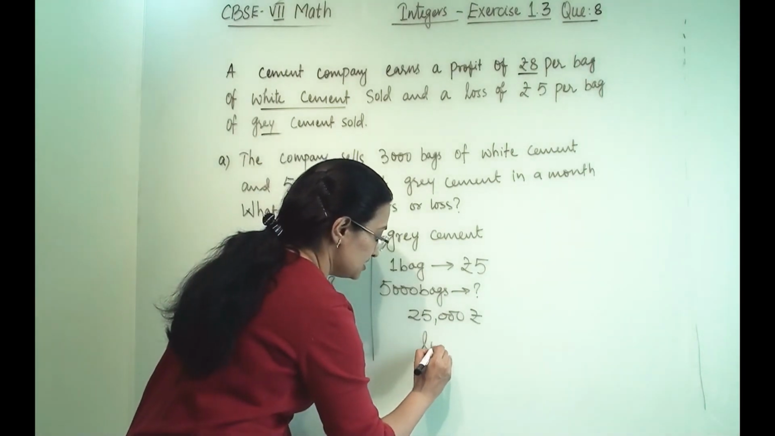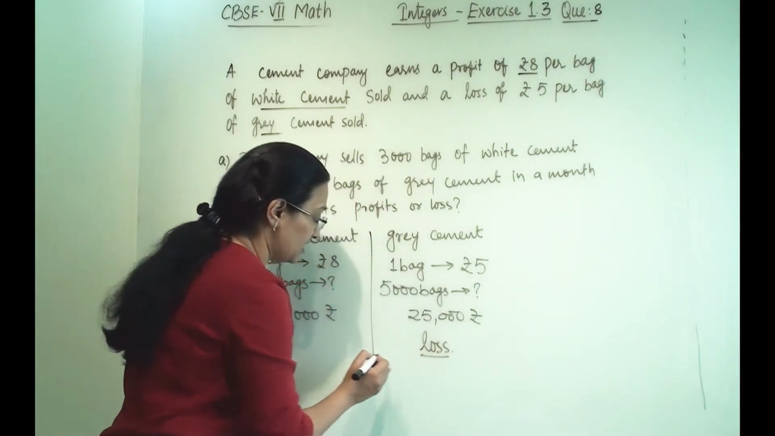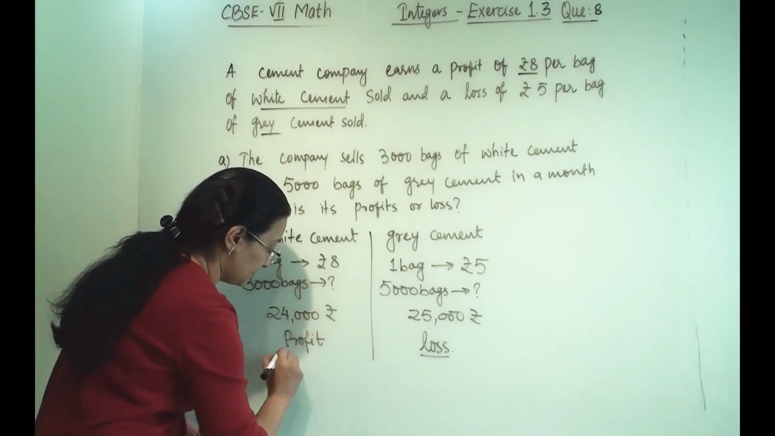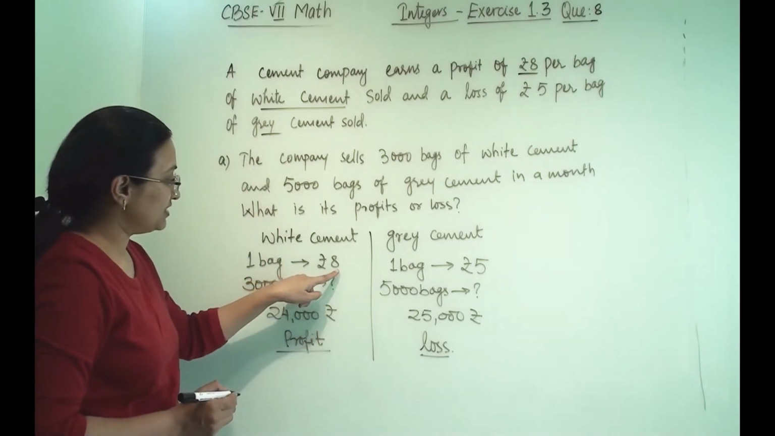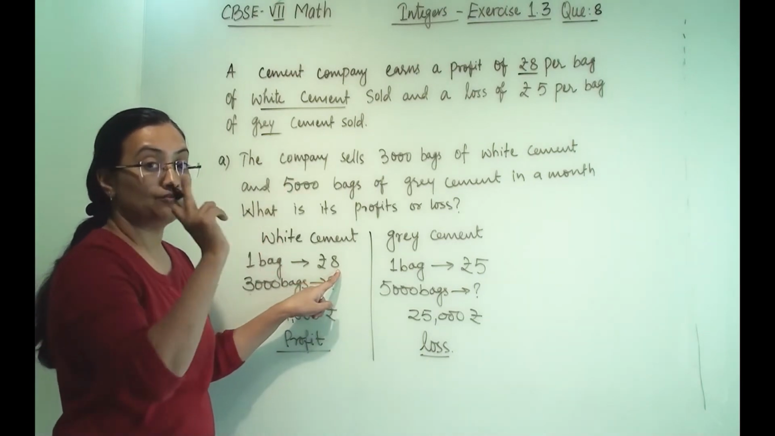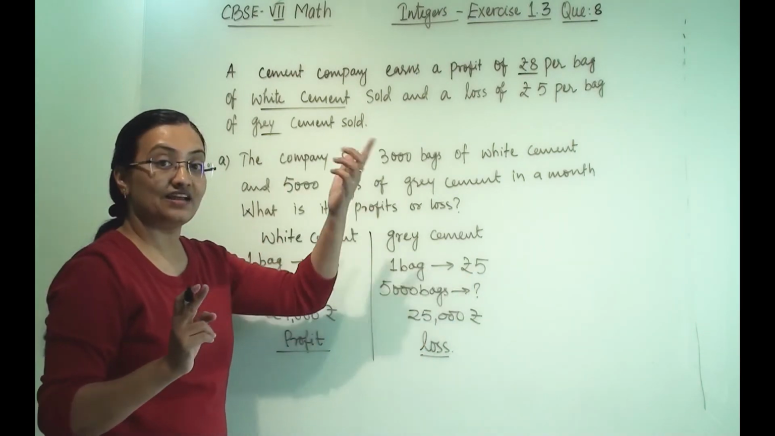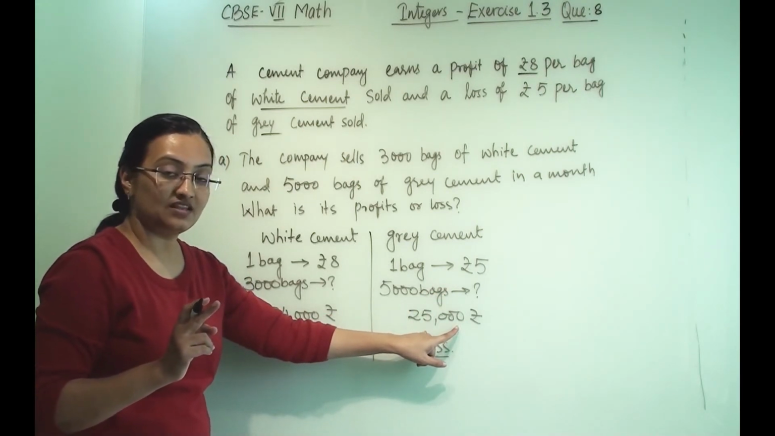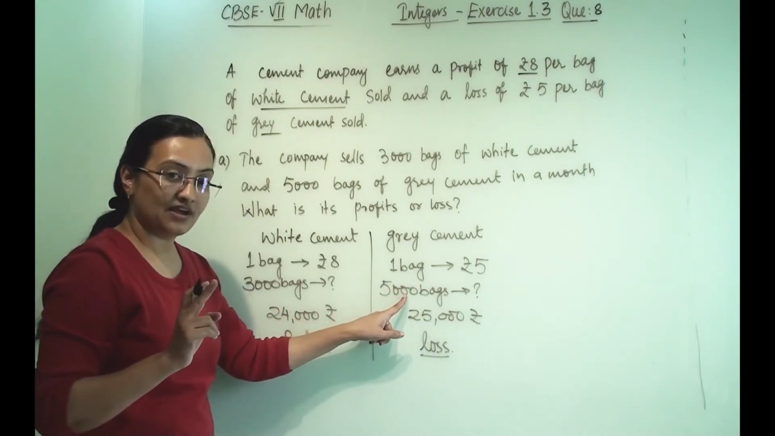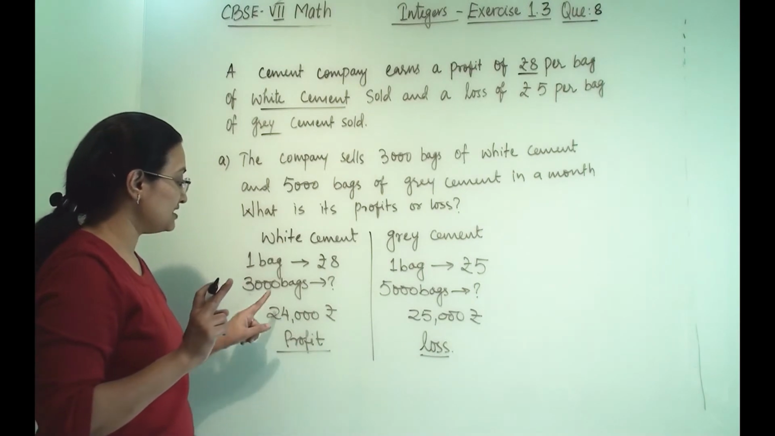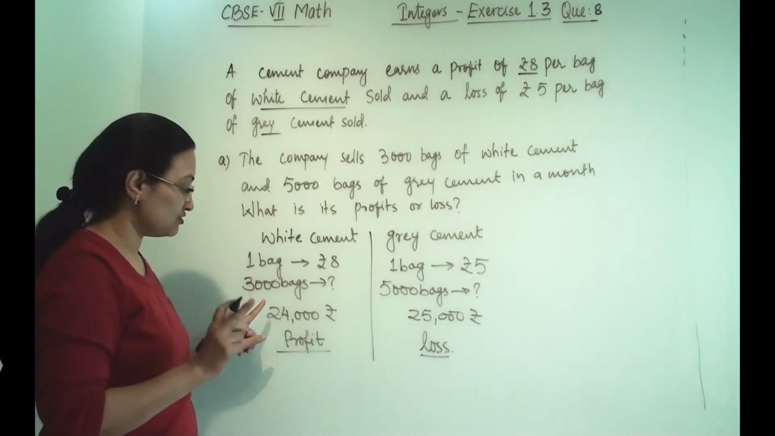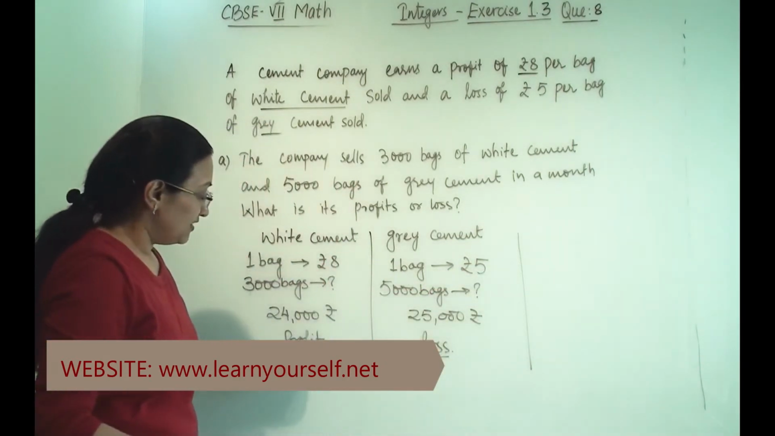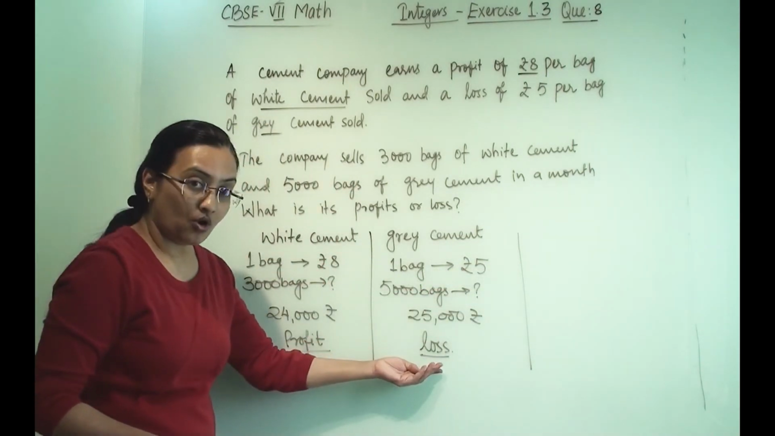So here this is a loss and here this is a profit, because we have multiplied with 8. 8 is the direct profit from one bag. 5 is a direct loss from one bag. So this much rupees they lose when they sell 5000 bags, and this much rupees they will get when they sell 3000 bags. Now we need to see whether they have made a loss or profit.